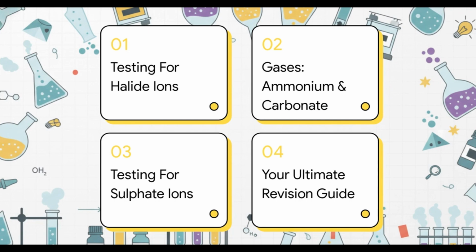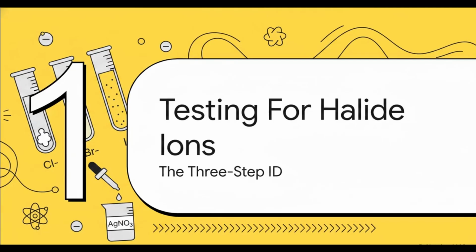Okay, here's our game plan. We'll kick things off by learning how to spot halide ions. Then we're going to move on to ions that give themselves away by producing a very specific gas. After that, we'll nail down the test for sulphate ions. And to wrap it all up, we'll put together the ultimate revision guide, your master cheat sheet for all these tests.